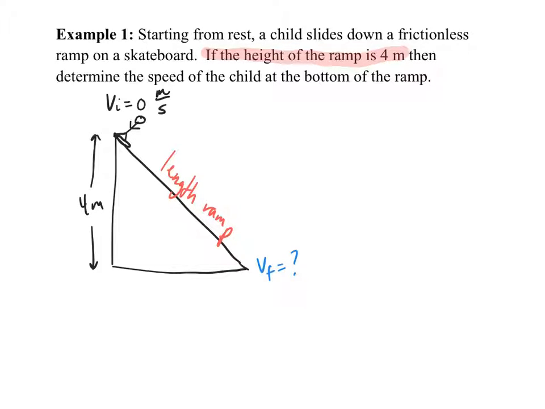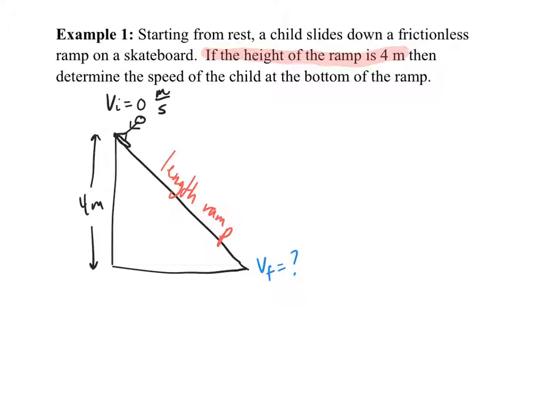How do I do a problem like this? I think about energy. Energy tells me the following. I can't lose energy along the way. So whatever I start with, I've got to end with. So let's label the type of energy I'm starting with.